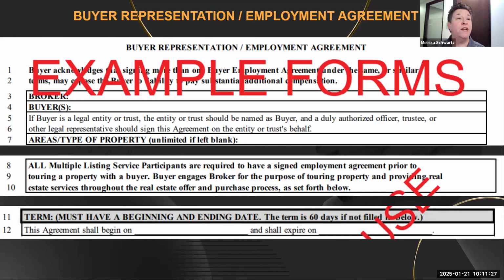So the terms, what is required for contracts in the state of Arizona? A start date and an end date. Please, folks, those have to be on there. I don't care which form you're using. If you're doing a contract, we have to have a start and an end date. You always have to have that, okay?